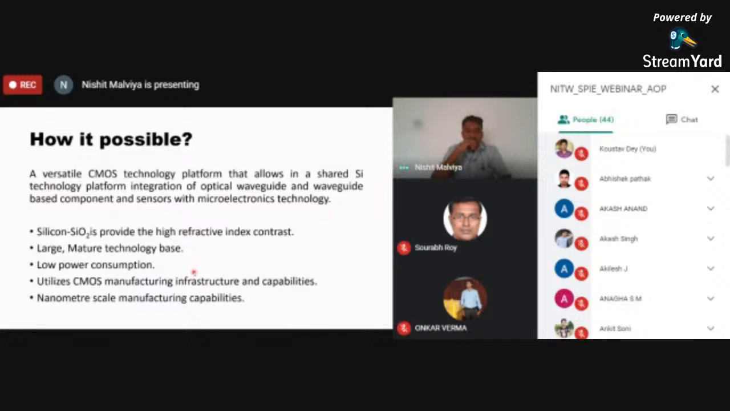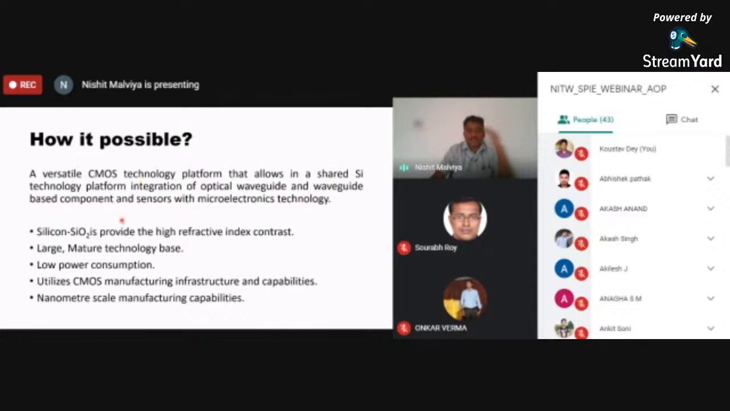So how is it possible? CMOS fabrication technology has become very popular, and it is a very mature technology. There is a silicon substrate and one insulating layer, and they fabricate the different transistors and the basic active components of electronics. That CMOS fabrication substrate is utilized for fabrication of optical waveguides and also waveguide-based components like sensors and others. So this microelectronics technology is utilized for fabrication of silicon photonics chips.